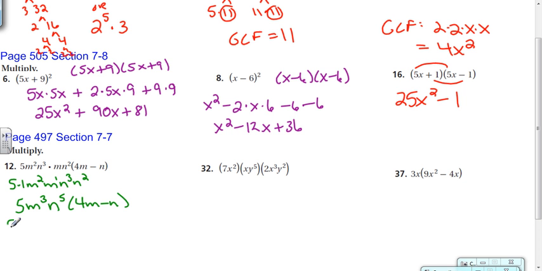So you're going to do 5m cubed times n to the 5th times 4m. You're going to do a positive 5m cubed n to the 5th times a negative 1n. So I can do 5 times 4 and get 20. I can do m cubed times m to the 1st, add 3 plus 1, get m to the 4th, and then I still need to tack on my n to the 5th. Then I can do 5 times negative 1 and actually get a negative 5. So I'm going to put a negative here.